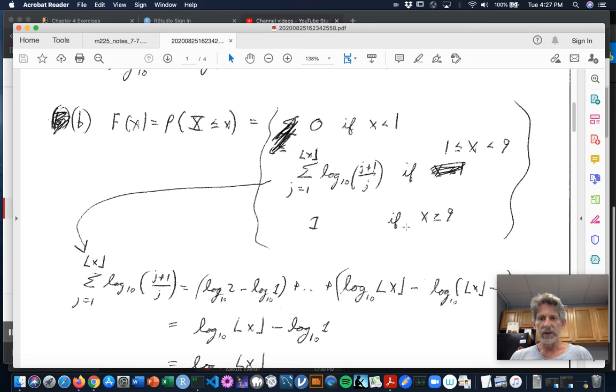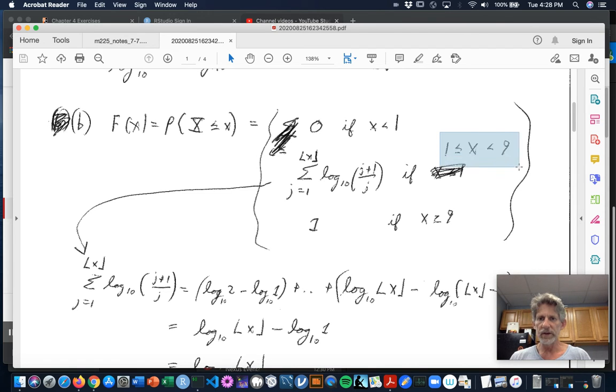Let me do another easy one. What if x is bigger than or equal to 9? It is now bigger than all the possible values, 1 through 9, of the random variable. And so the chance of being less than or equal to x would include the chances of being 1, 2, 3, 4, 5, 6, 7, 8, and 9, adding up to 1. So it stays that way for all x bigger than or equal to 9. The tough part is the in-between, if x is at least 1 but less than 9.